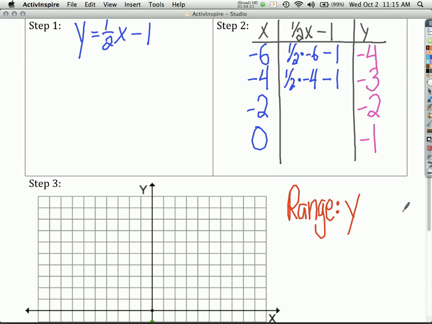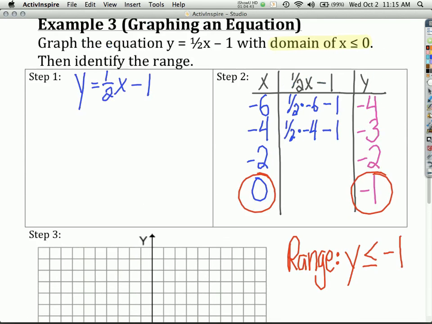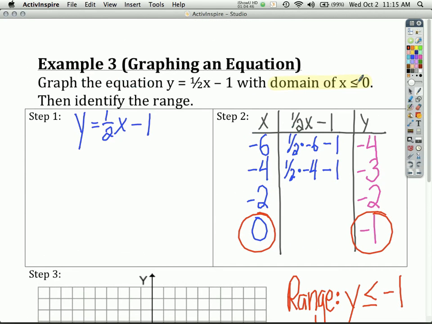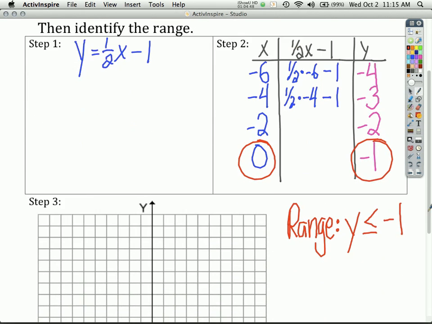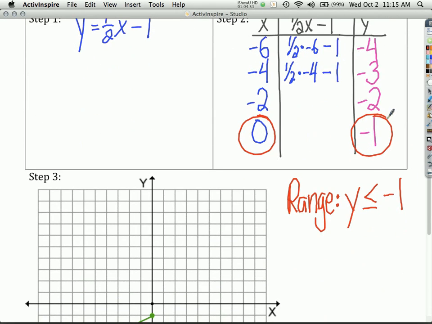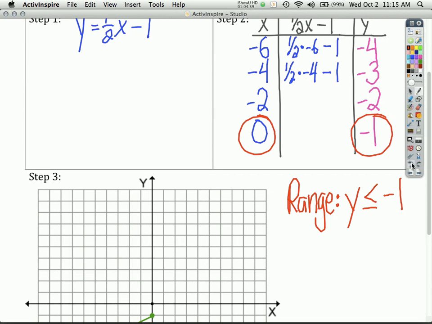Go ahead, Jada. Y is less than or equal to. That's exactly right. Y is less than or equal to -1 because this is the smallest possible domain value. That means this is the smallest possible range value. So when you're given a domain like this, you want to use the smallest possible value so you can find the smallest possible range value. And then all the other numbers are smaller. So it has to be less than or equal to. Okay? You guys are doing a great job.